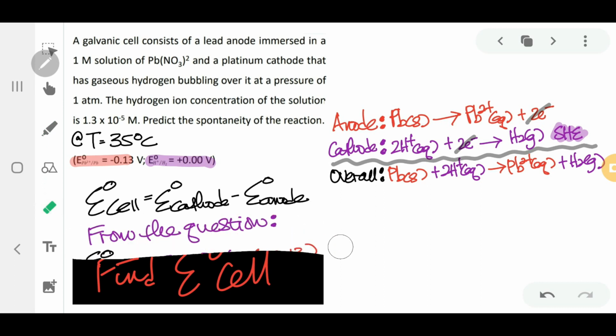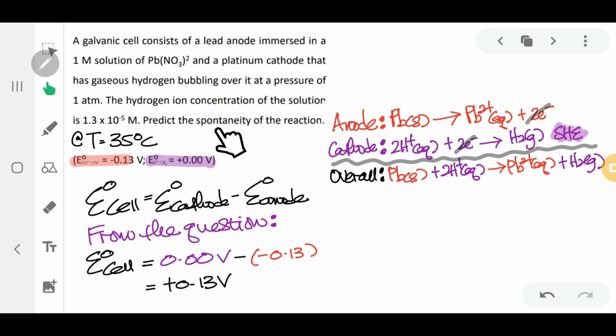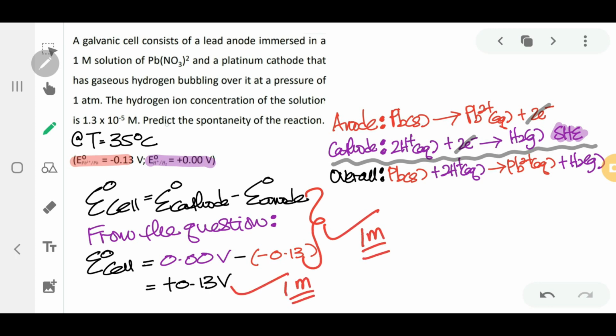Substituting the value inside, you'll get the E0 cell value positive 0.13 volts. This is the E0 cell value. So we're not done yet because we need to predict spontaneity for something that is at non-standard condition. So you'll get 1 mark for this and 1 mark for that.